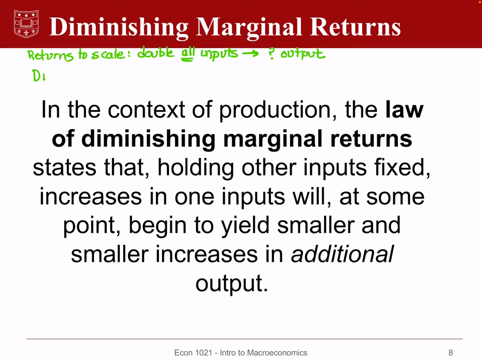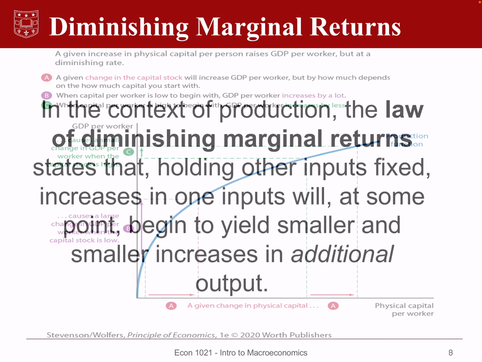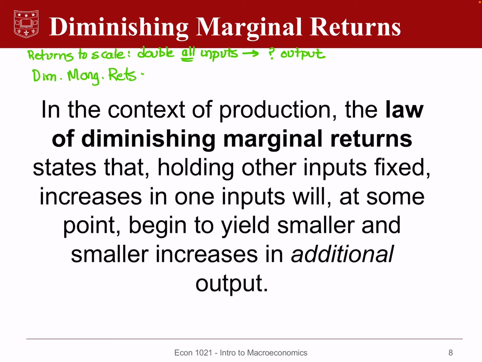Diminishing marginal returns, we've talked about in a couple of instances in this class, but in this context, what we're doing is we're saying, what if we vary one input and hold all the others fixed? What can we say about output?